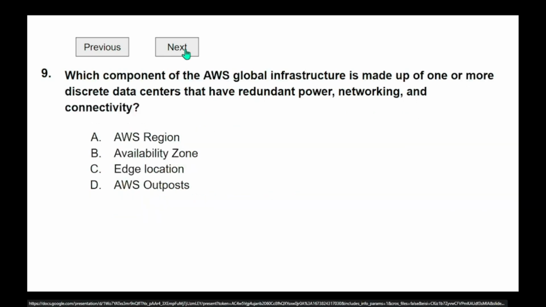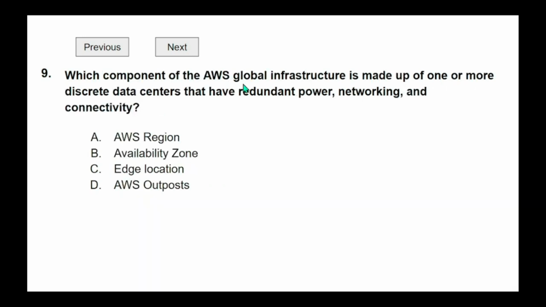Question 9. Which component of the AWS global infrastructure is made up of one or more discrete data centers that have redundant power, networking, and connectivity? Option A, is it an AWS region? Well, that doesn't make sense at all. Option B, availability zone. Option C, edge location. Option D, AWS Outposts. So definitely the answer is availability zone.